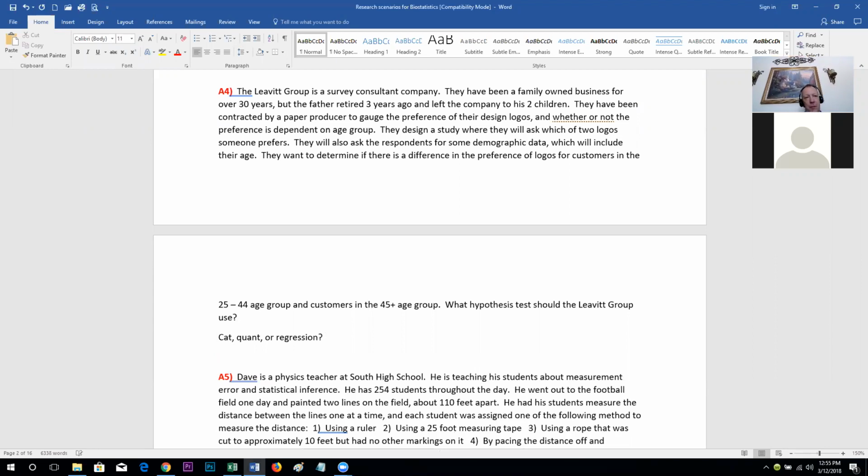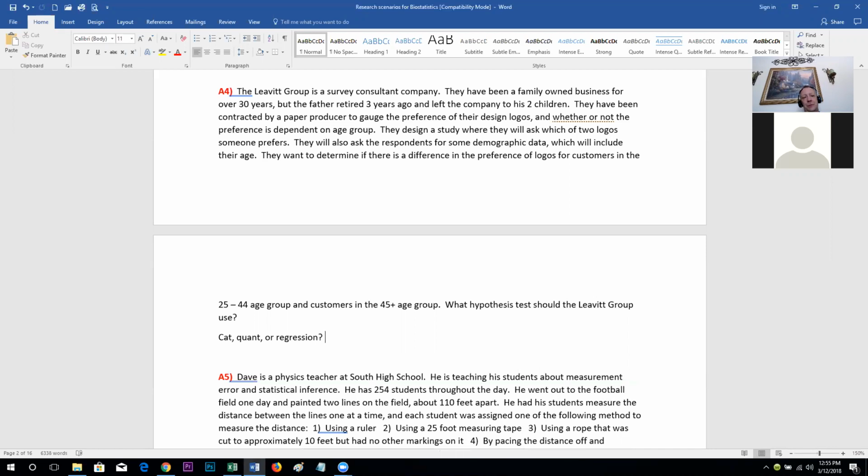Being contacted, they want to know whether or not the preference is dependent on age group. The design is 2 logos, and which one someone prefers, and they're doing the age, but they said they want to determine the difference in preferences of logos of customers in the 25 to 44 group and the 45 plus group. So in a way that would be considered categorical, because you've got 2 different age groups and 2 different logos, and they're trying to find out which logo they would prefer.